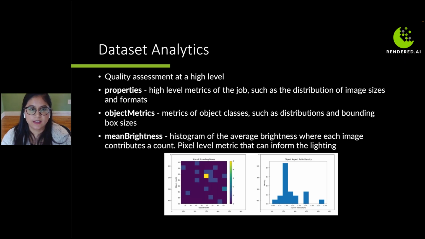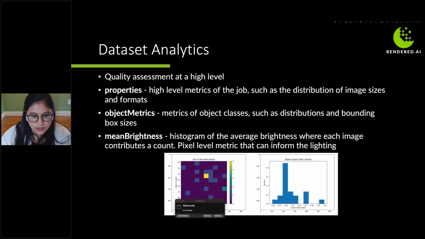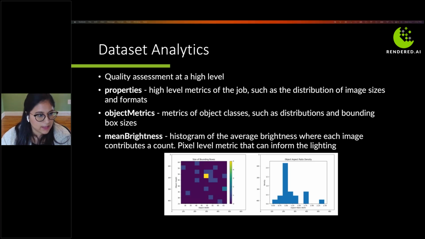The first post-processing technique is dataset analytics. And this technique is a way to do a quality assessment of your dataset at a high level. So this is essentially getting statistics about what's in your data. While there's many statistics you could obtain, we found that there are three that are the most useful. The first one is the properties of a data set. So this is understanding high-level metrics of the data set, such as distribution of image sizes and formats.